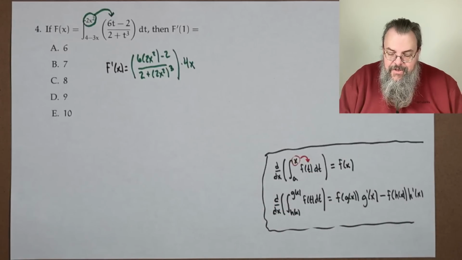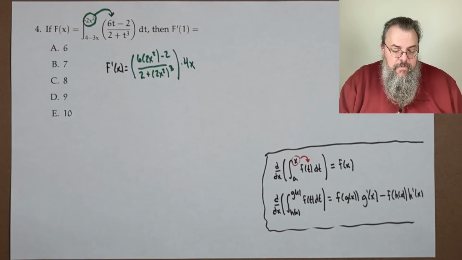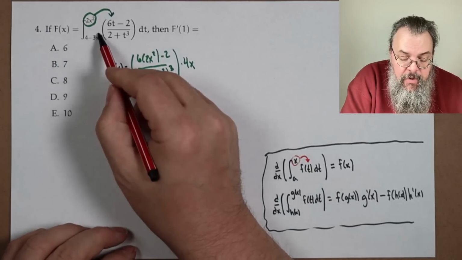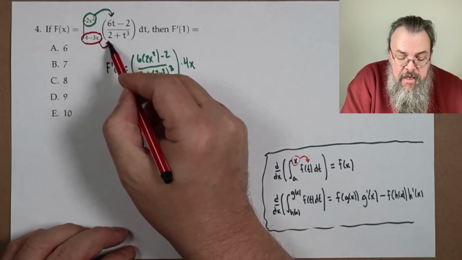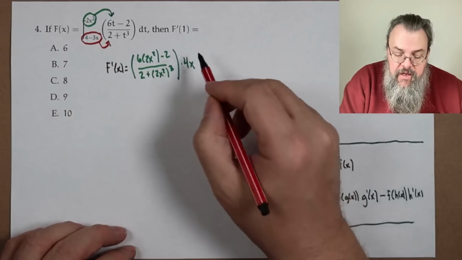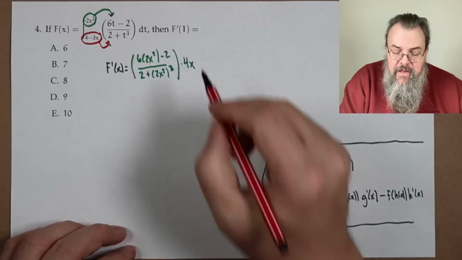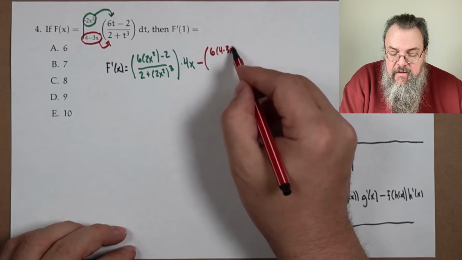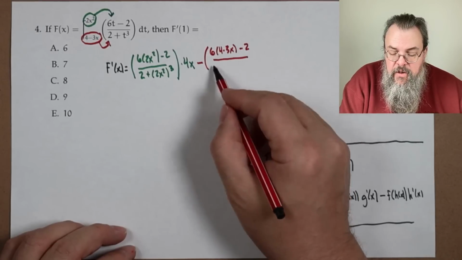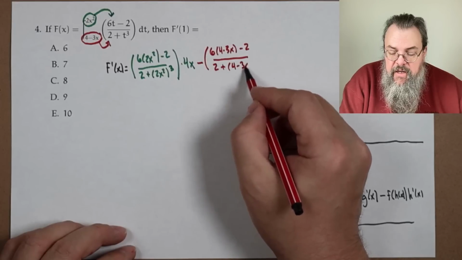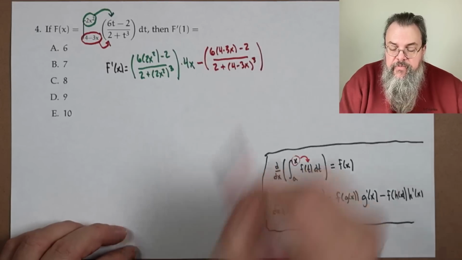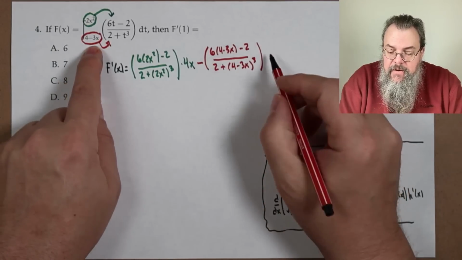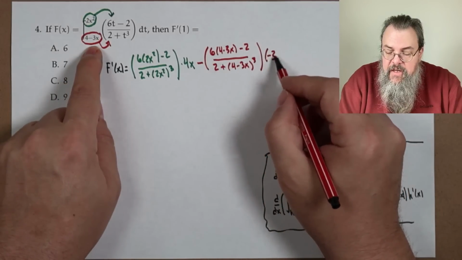Good, good. And now the next step is we're going to say, okay, great. Now do the same thing with the bottom. The 4 minus 3x is going to be plugged in. Everywhere we see a t, put 4 minus 3x. And don't forget subtraction. So subtract 6 times 4 minus 3x minus 2 over 2 plus 4 minus 3x cubed. Okay, that's our f of h of x times our derivative of 4 minus 3x, which is negative 3.